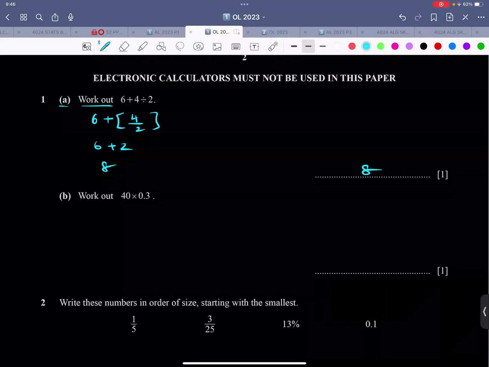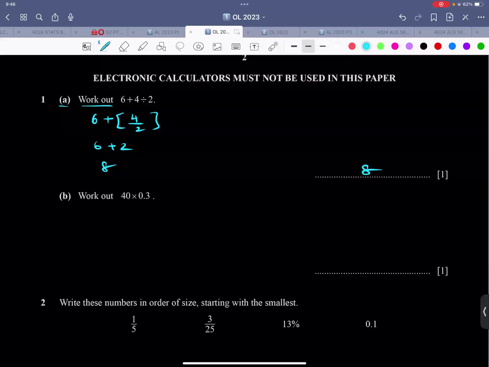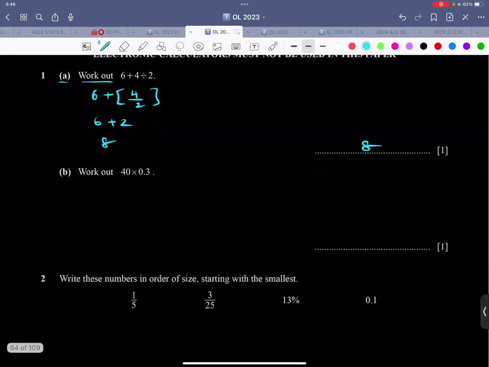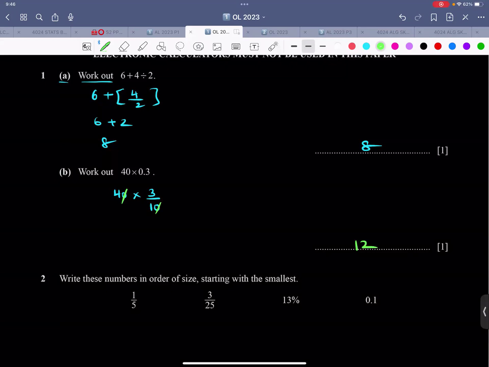The answer is 8. The next part is work out 40 into 0.3. That's 40 into 3 over 10. Cancel out the zeros. So 4 into 3, that comes out to be 12.